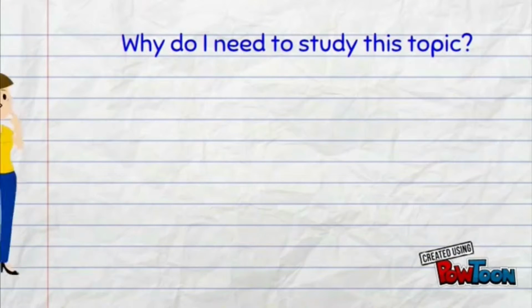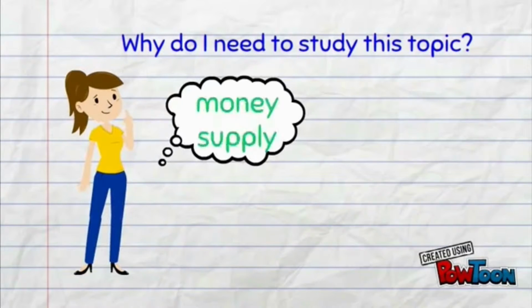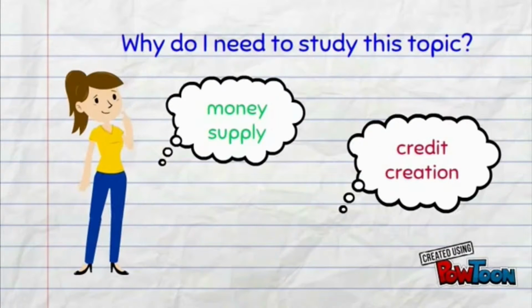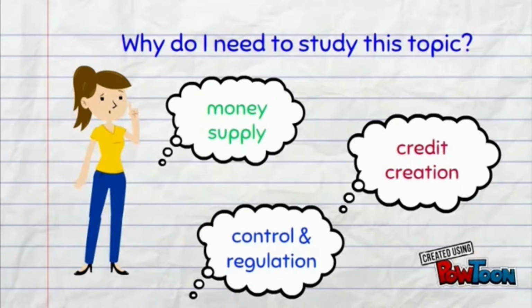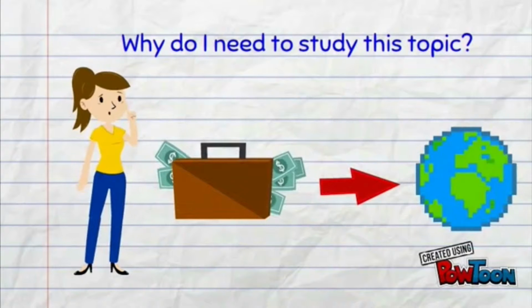Before we start our introduction to this topic, you may be asking yourself, why do we need to study this topic? Why is it so important? Why do I need to know how banks create credit and why it needs to be controlled? The answer is simple and one you've all heard before. Money makes the world go round.